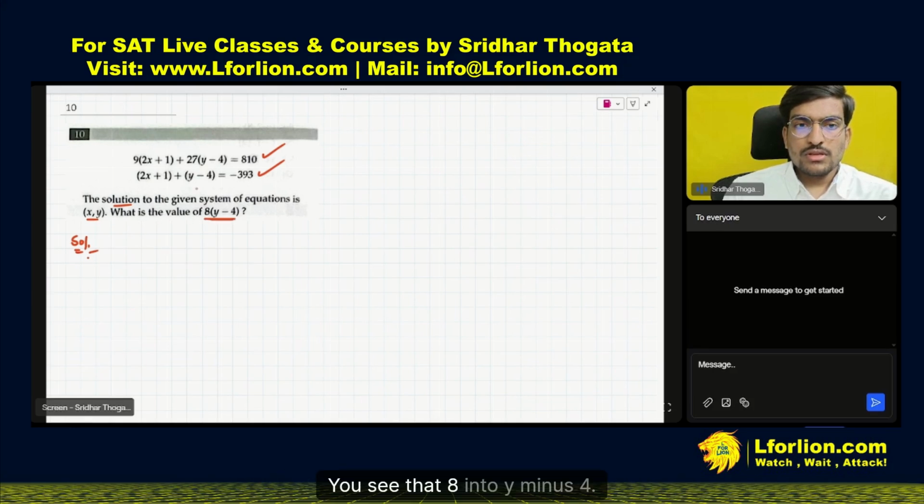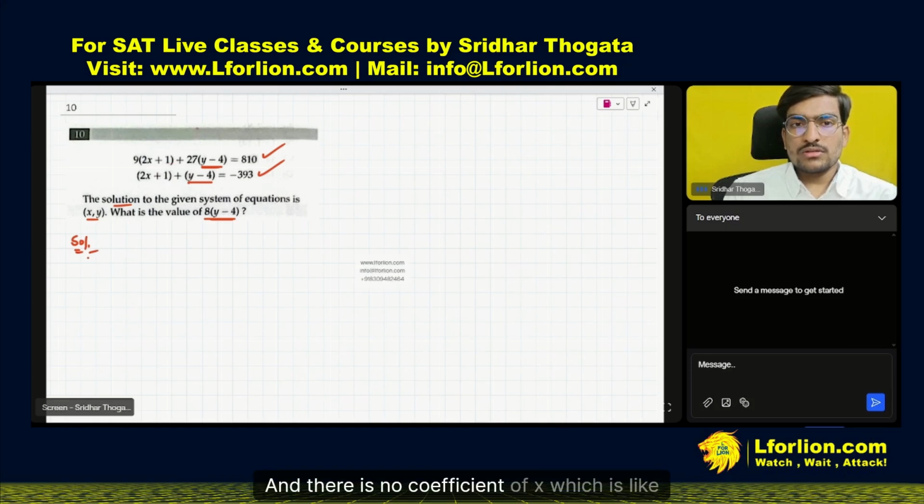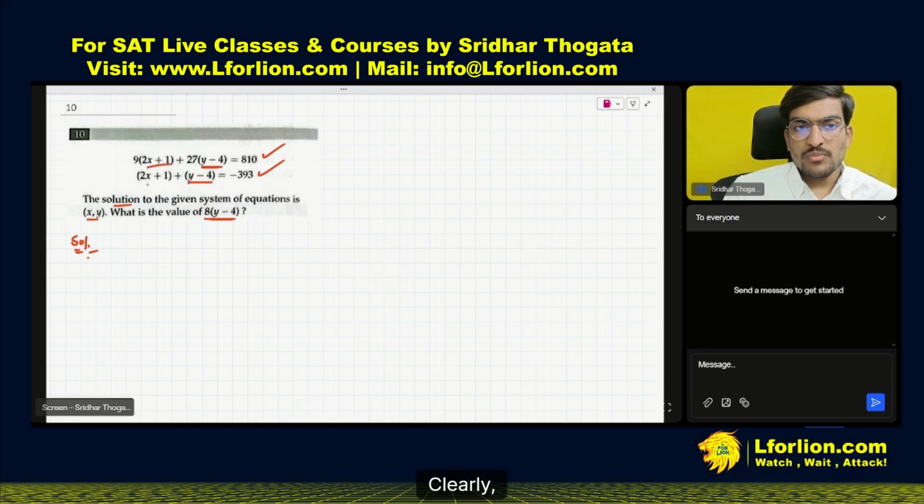You see that in 8 into y minus 4, there is a term called y minus 4 in the equations as well. So here the terms are matching almost, and there is no coefficient of x which is 1. If that is the case, we do substitution, but here terms are matching clearly. If terms are matching, it's better to go with elimination.